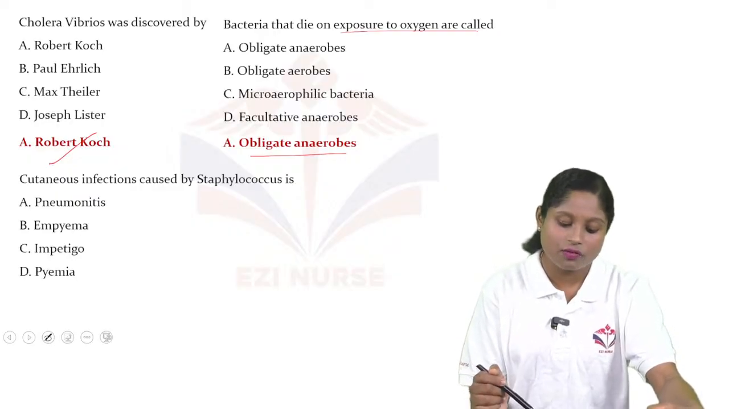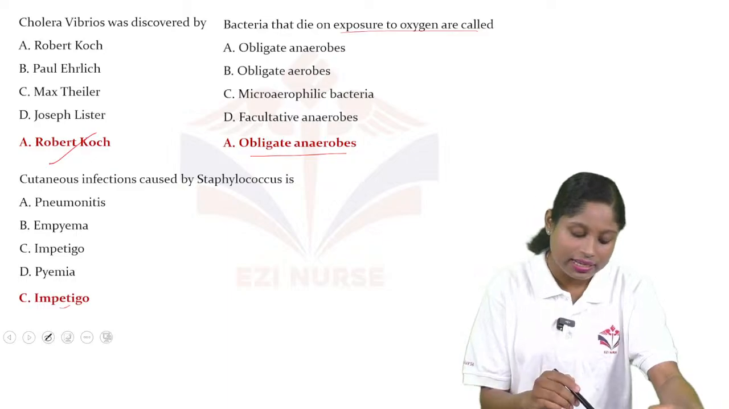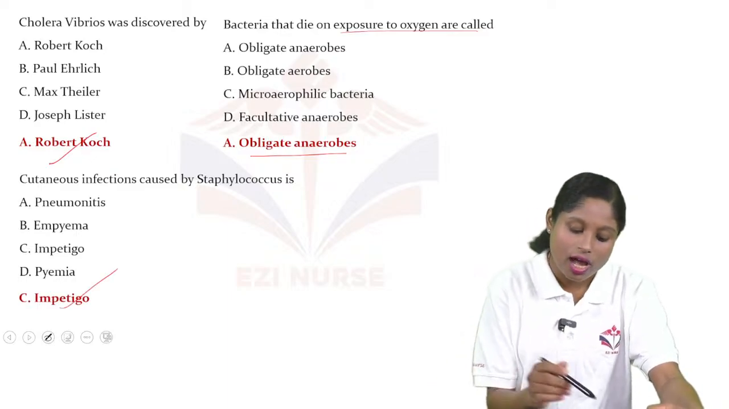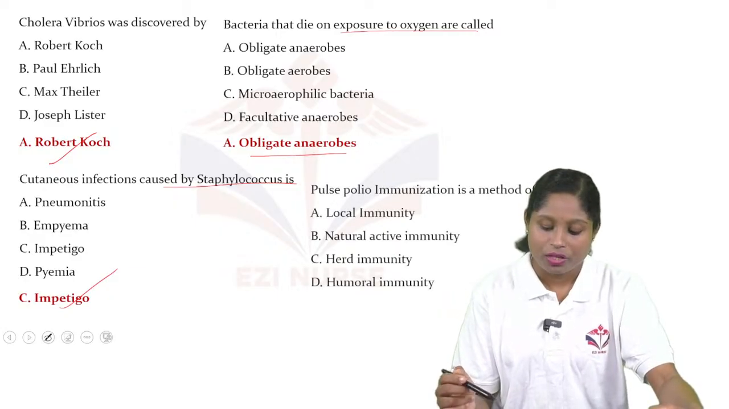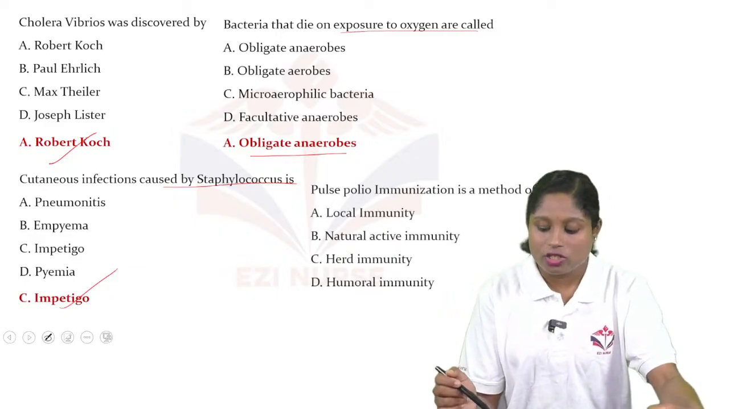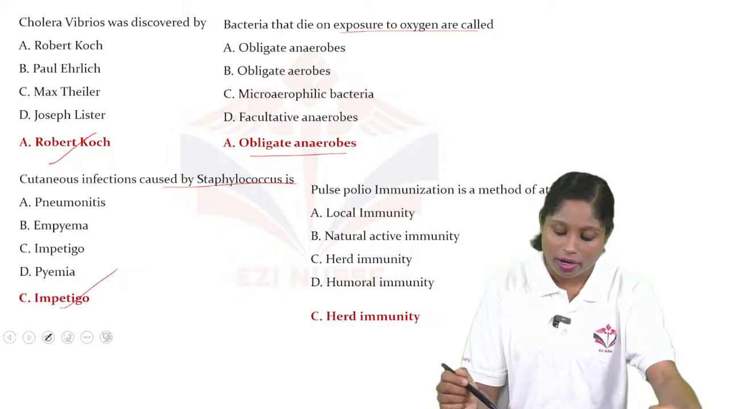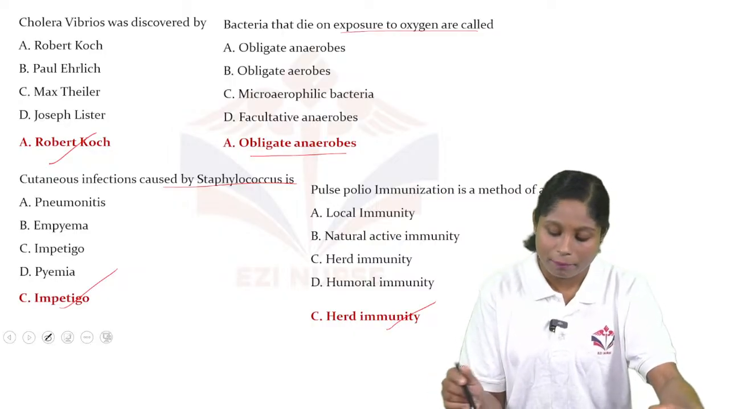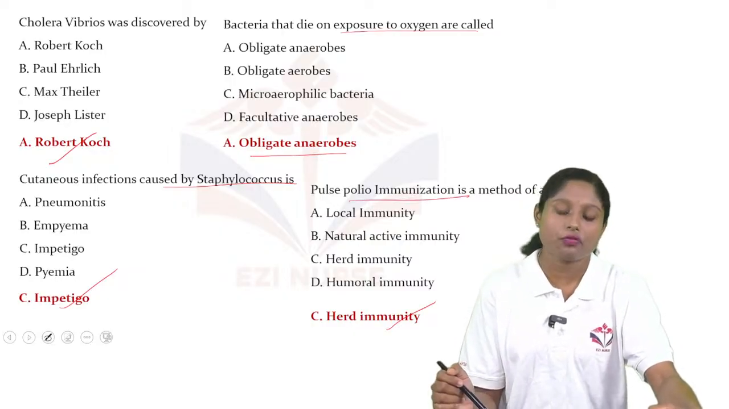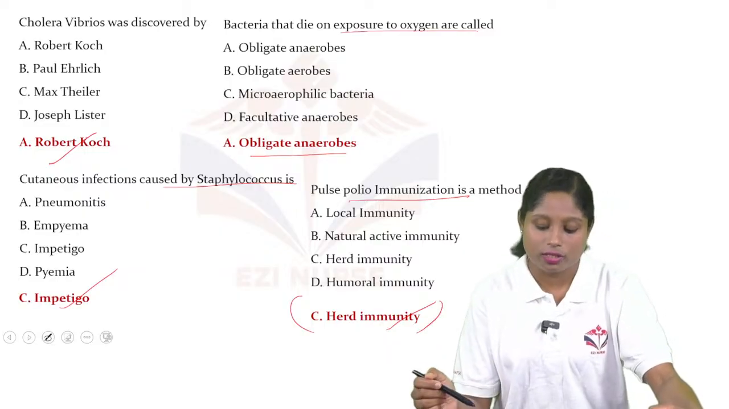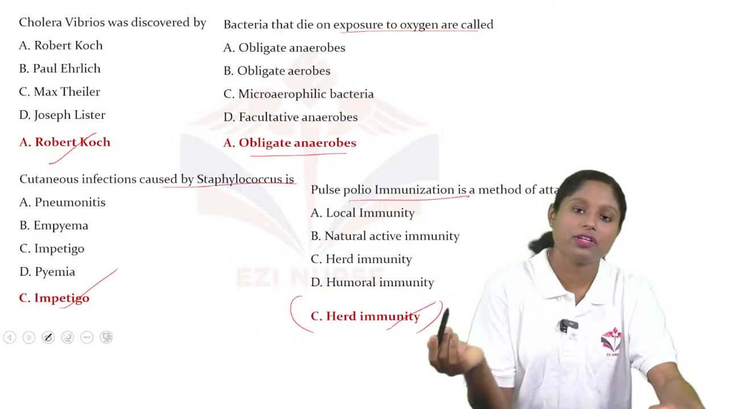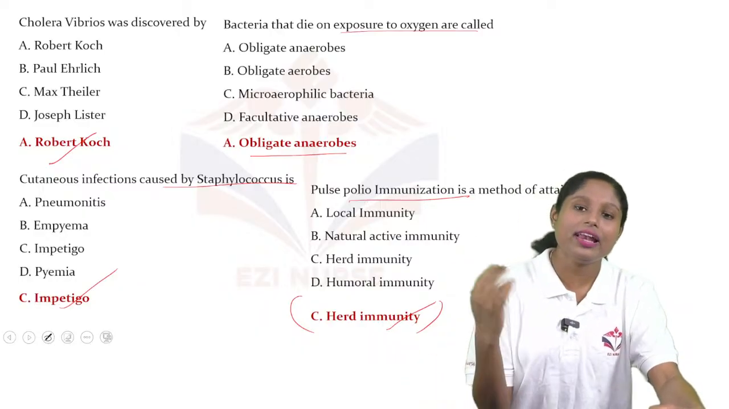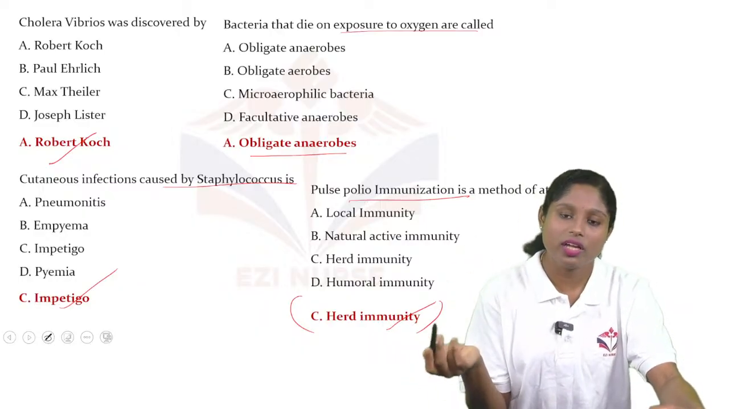Cutaneous infection is caused by Staphylococcus. So which cutaneous infection is caused by Staphylococcus? It is impetigo. Impetigo is a cutaneous infection caused by Staphylococcus. Next question, pulse polio immunization is a method of attaining what? It's herd immunity. Pulse polio immunization is a method of attaining herd immunity. So these are some MCQs that are very important, and they are previous year MCQs. So study MCQs well also. This is very important.